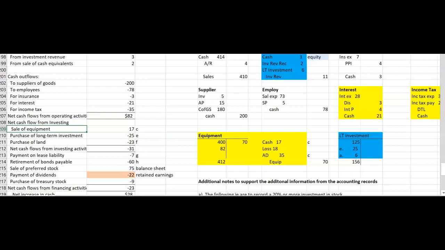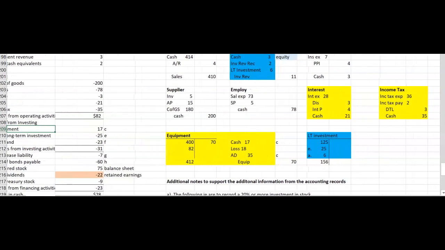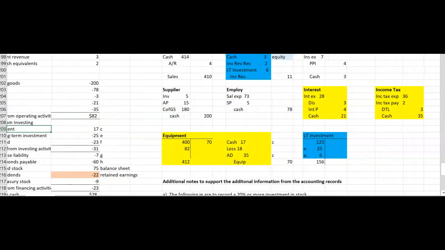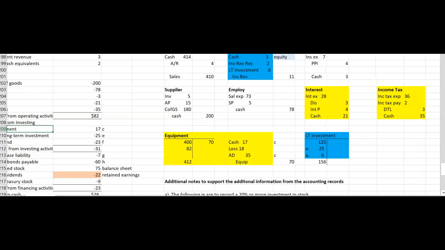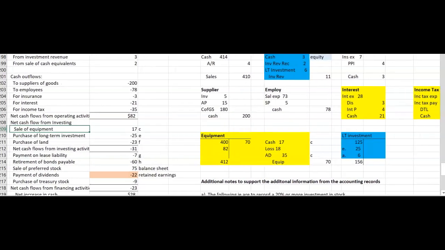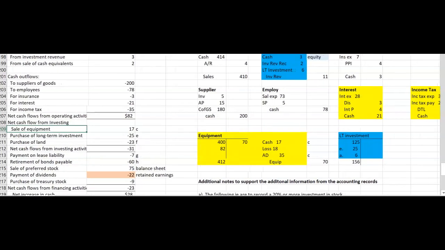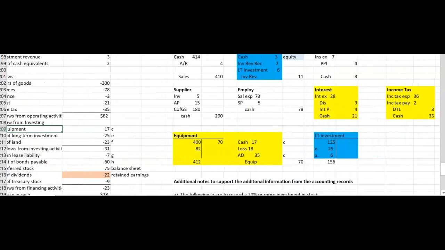And the same thing for income tax. I went to the income statement, and the income tax expense was $36. There was an increase in deferred tax liability, which is a credit of $3. There's a debit to income tax payable because that was a decrease. So the cash outlay for income tax is $35.